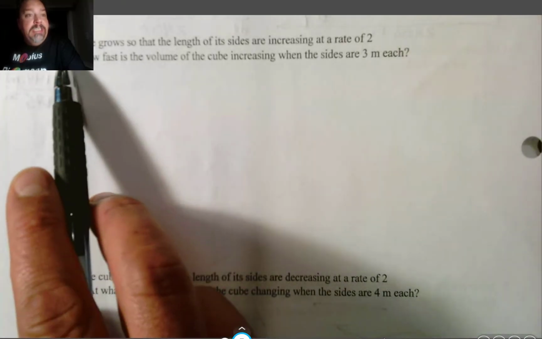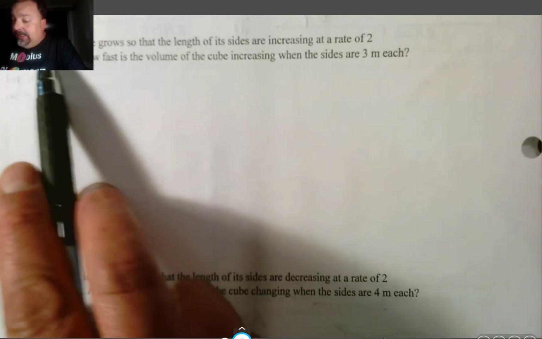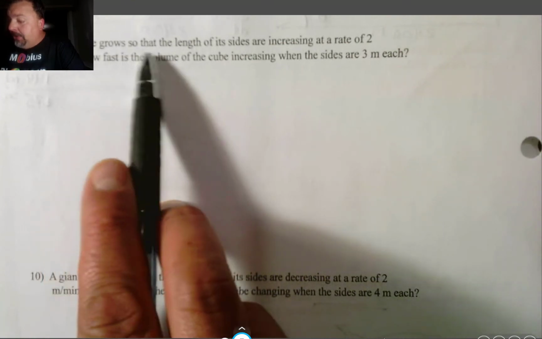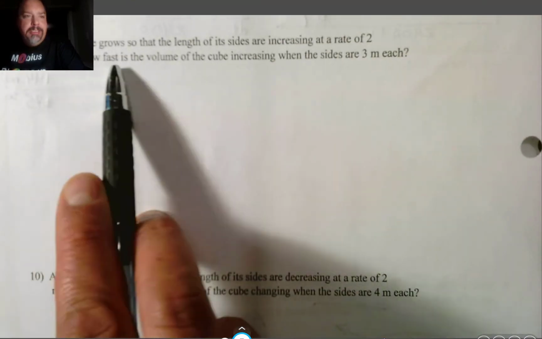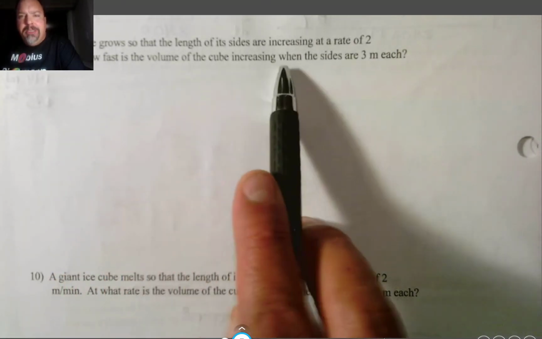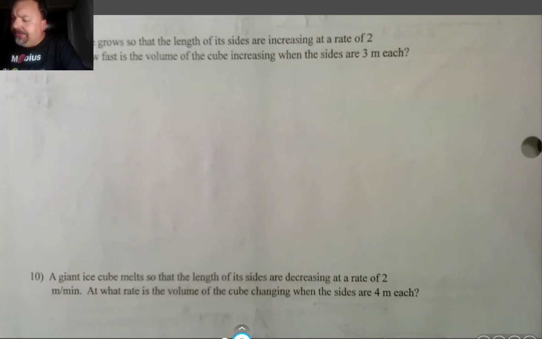Next problem I want to go over is number 9. And here it says a slime cube grows so that the length of its sides are increasing at a rate of 2 meters per minute. How fast is the volume of the cube increasing when the sides are 3 meters each?